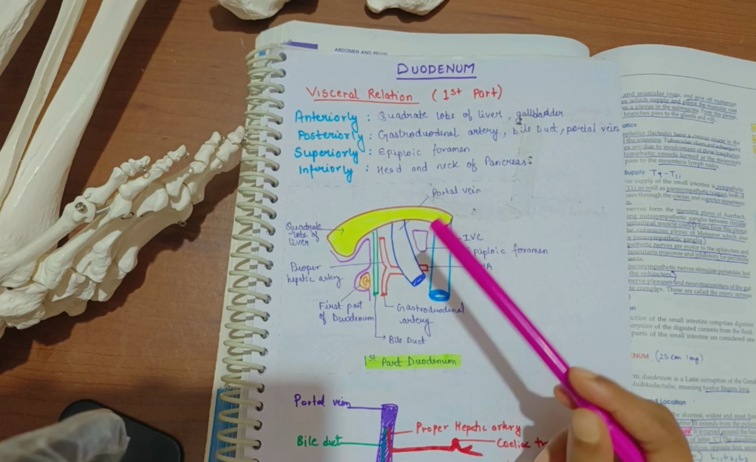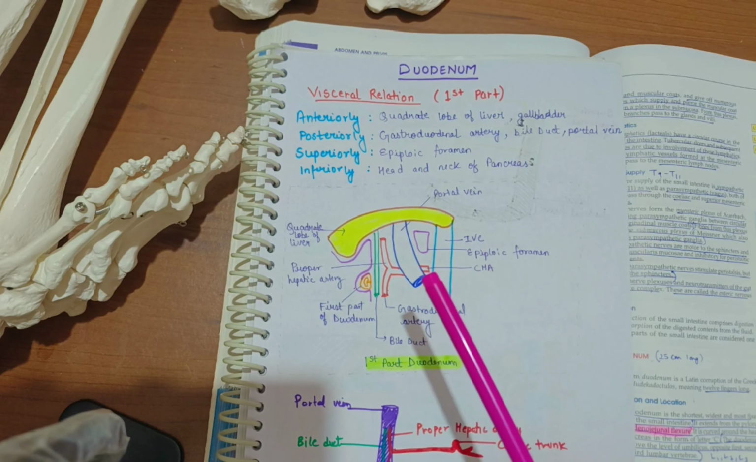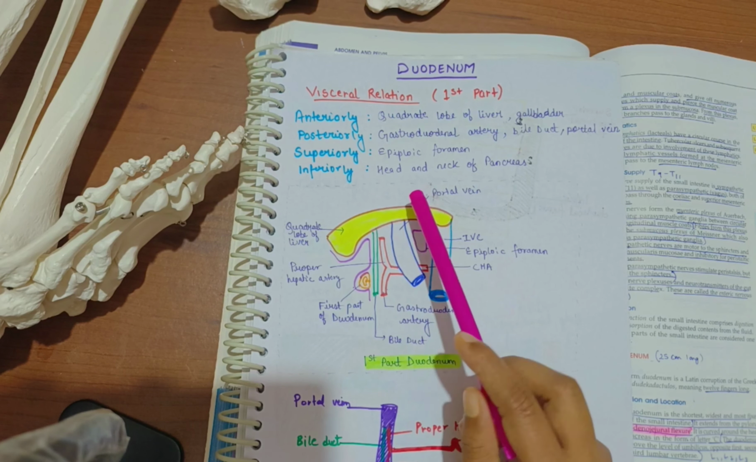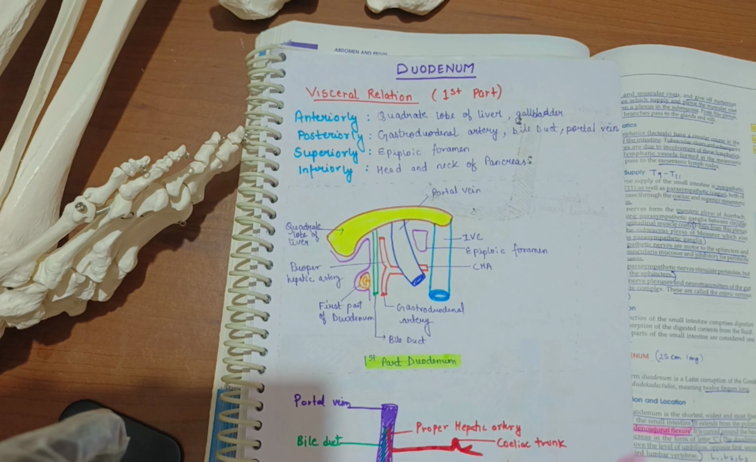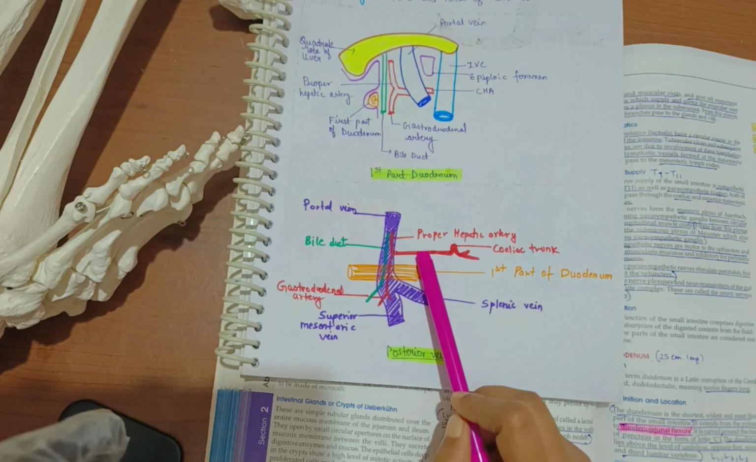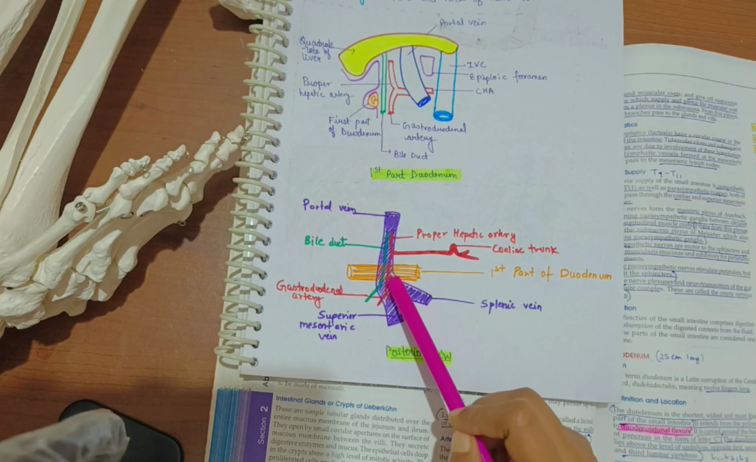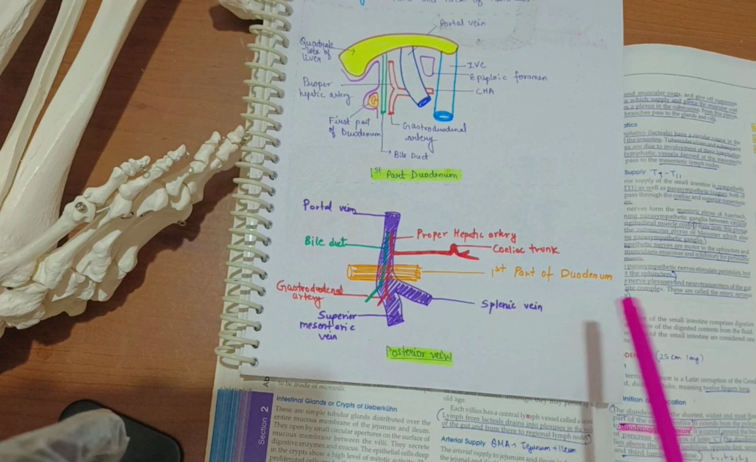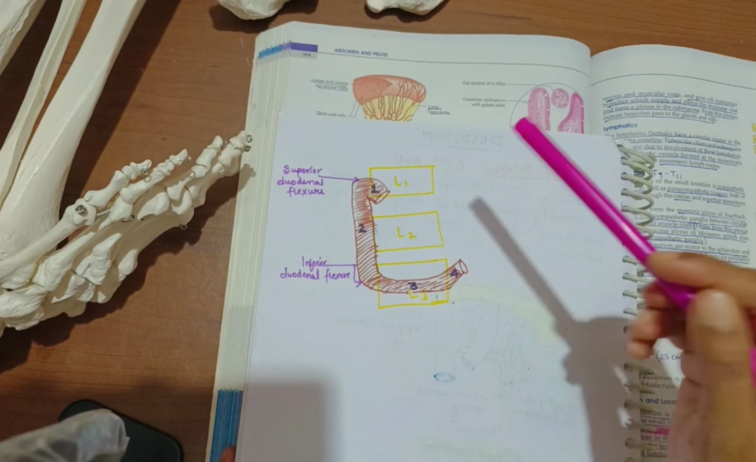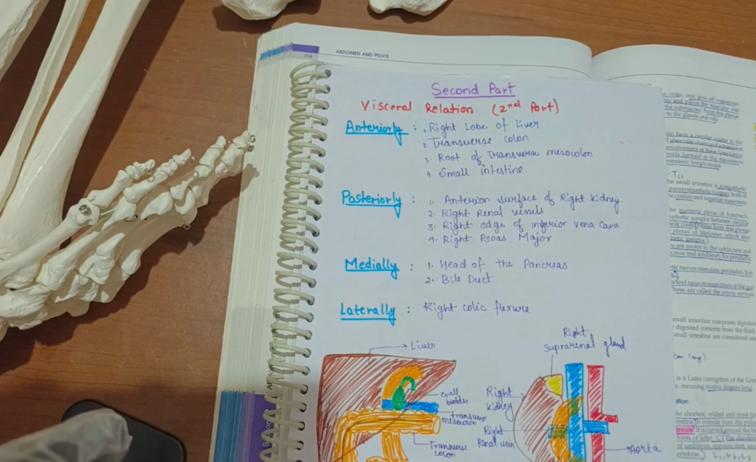These three lie posteriorly. Inferiorly, there are the head and neck of the pancreas, which is not shown over here, but inferiorly the head and neck of pancreas lie, and superiorly there is the epiploic foramen. So these are the visceral relations of the first part. And you can see the posterior relation as well. See, this is the celiac trunk, this is the common hepatic artery, and from the common hepatic artery we have the proper hepatic artery and the gastroduodenal artery, which lies near the first part of the duodenum in the posterior relation. So the duodenum lies at the L1, L2, and L3 vertebral levels. So that's it. That was all about the first part.